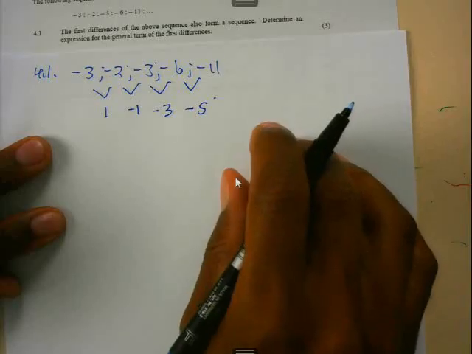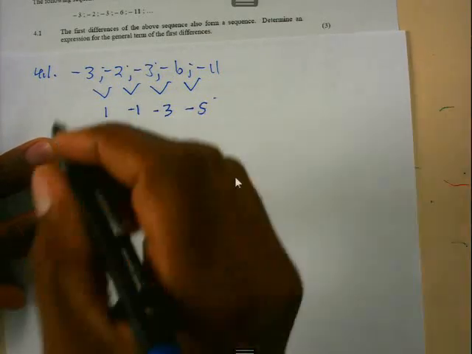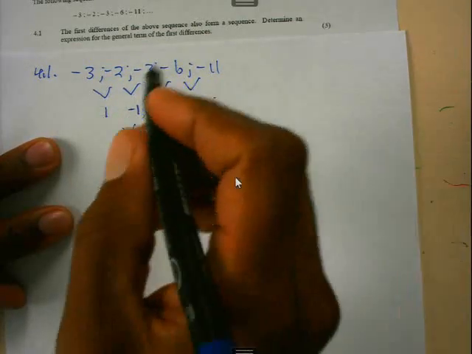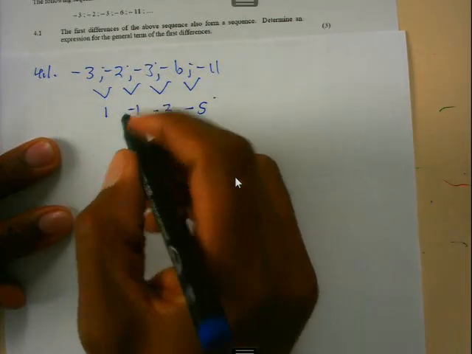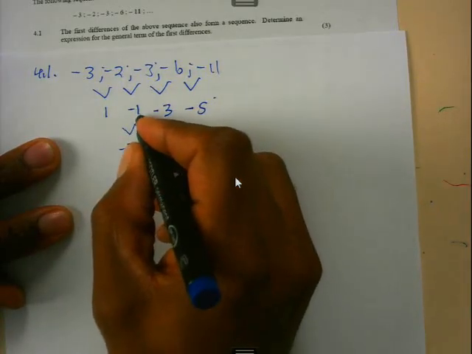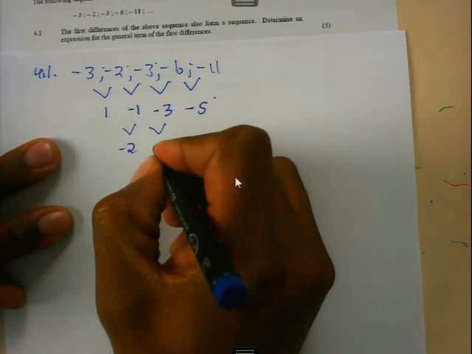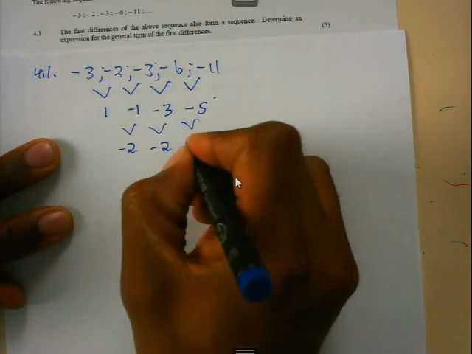Boys and girls, this is our first difference. Now let us see if we can get the second difference. The second difference here is -1 minus 1, which is -2, then -3 minus -1, which is -2. Negative times negative is positive. Therefore, we are going to have -2, then we have -2.